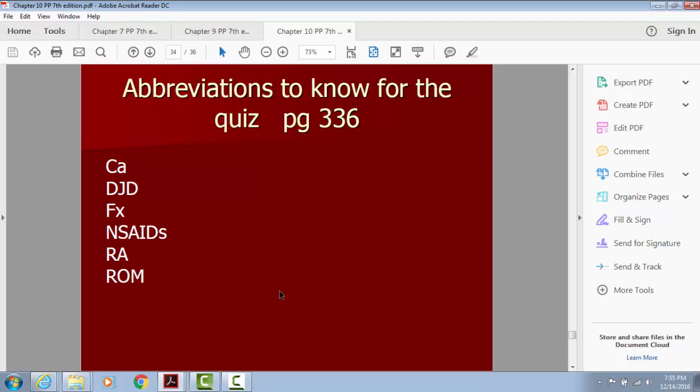So this would be, what's the name of it? Naproxen or some of those types of drugs. And then RA for rheumatoid arthritis. Remember that also means right atrium. ROM for range of motion, and that one's used a lot with physical therapists, occupational therapists that talk about we're going to do range of motion on the patient's such and such joint to get them better strength.